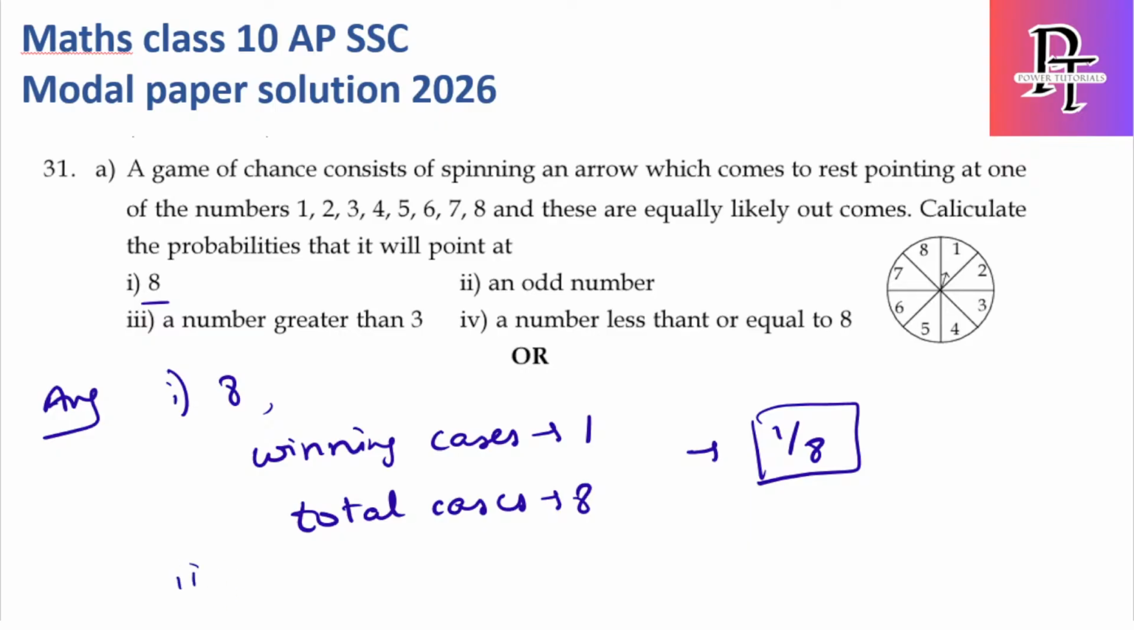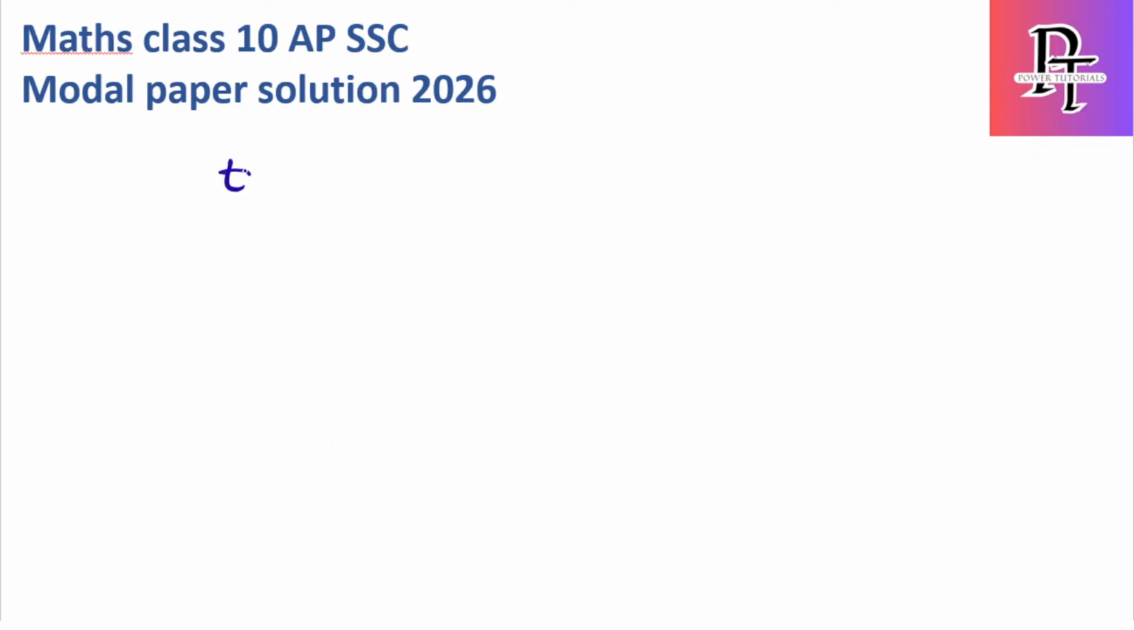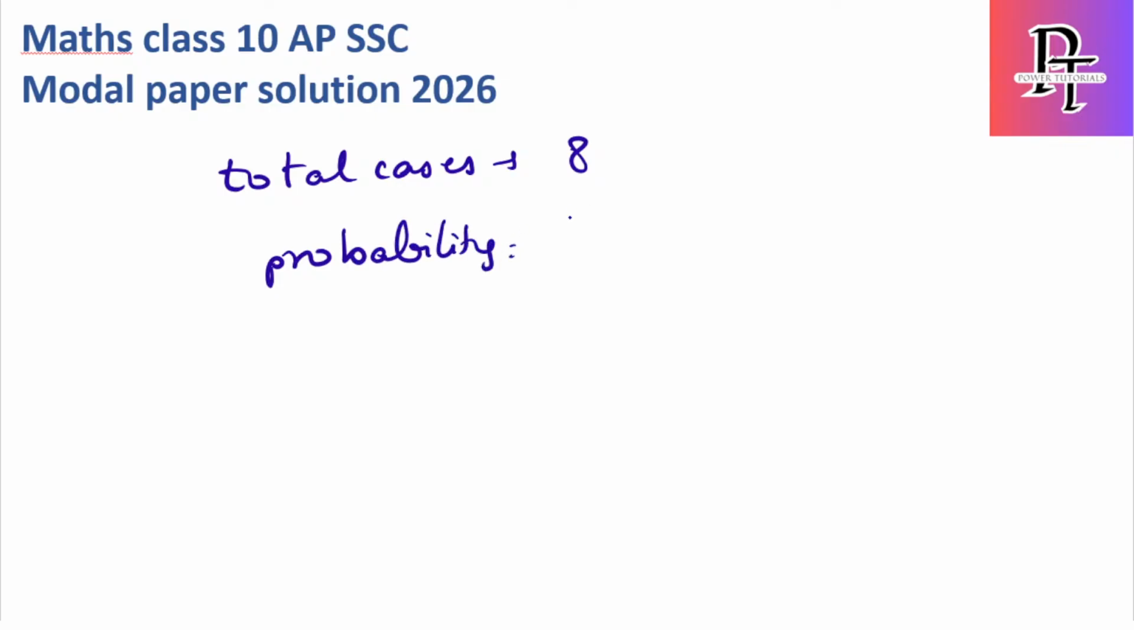Okay, second, odd number. What are the odd numbers? P of odd, I will write it here. What are the winning cases? Winning cases of odd numbers are 4. Why? Because we have 1, 3, 5 and 7. 4 are odd cases, and the total cases are 8, hence the probability is equal to 4 by 8, which is 1 by 2.